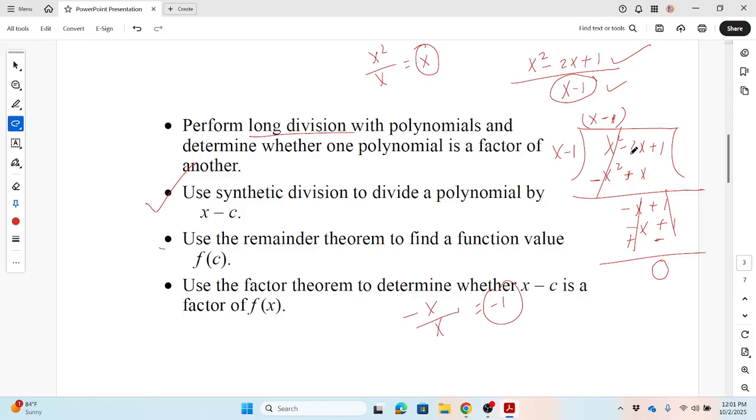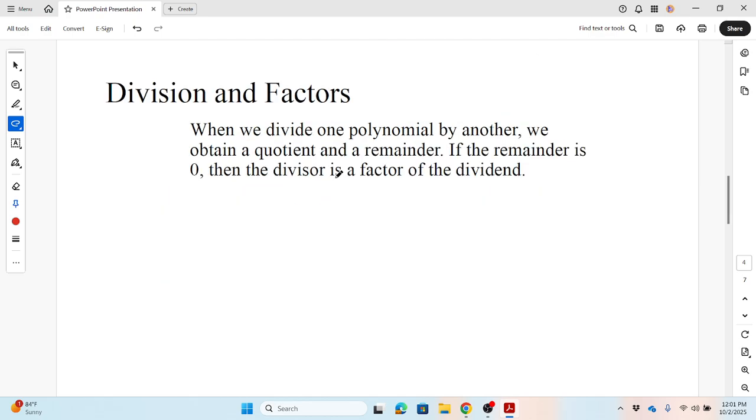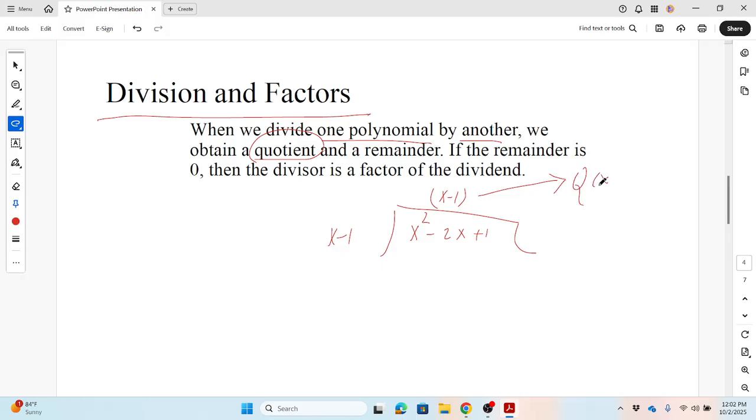I don't want to use long division whenever it's possible to use another method called synthetic division. And I'm going to show you how to do the synthetic division, okay? So division and factors. When we divide one polynomial by another, we obtain a quotient. In our example, when we divide this by x minus 1, we got x minus 1 on the top. That's the quotient. Let's denote this by q of x. q of x means quotient.